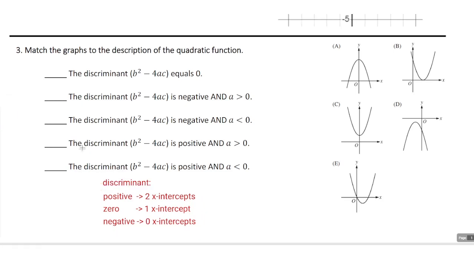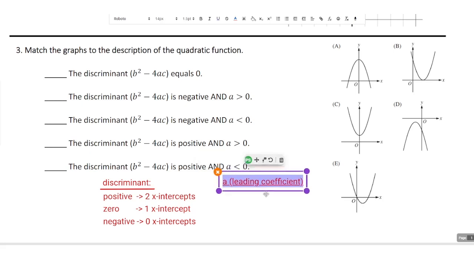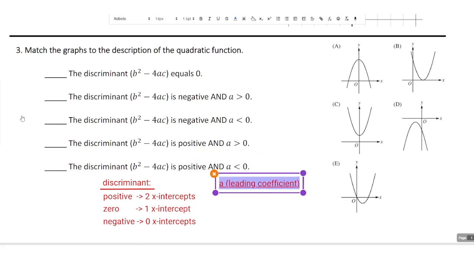Now, as far as the a value is concerned, that a value is the leading coefficient. Okay, so I'll just call it a, which is the leading coefficient. Now, if that's 0, we actually don't have a quadratic, so we don't need to really worry about that for this one. But if it is positive, that means that the parabola is going to open up.